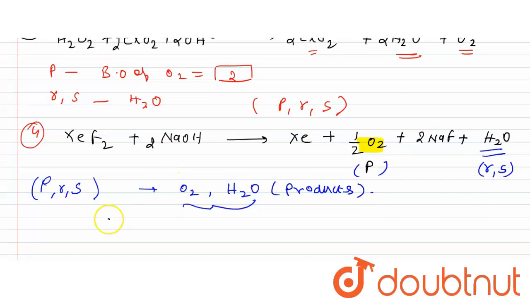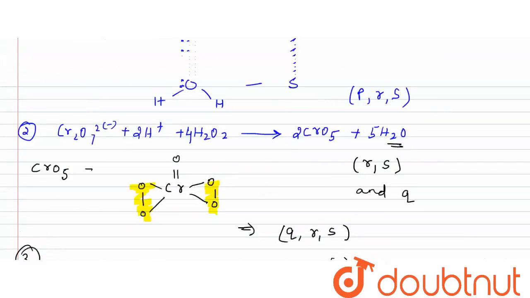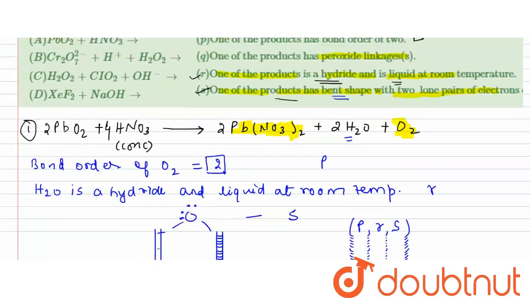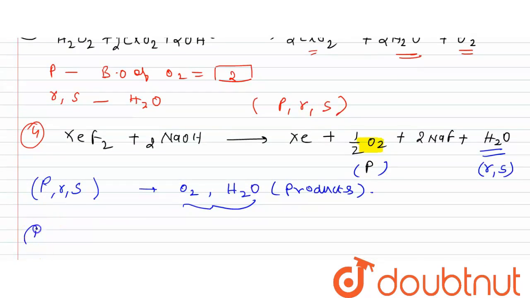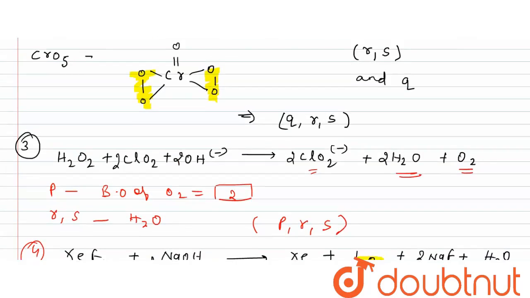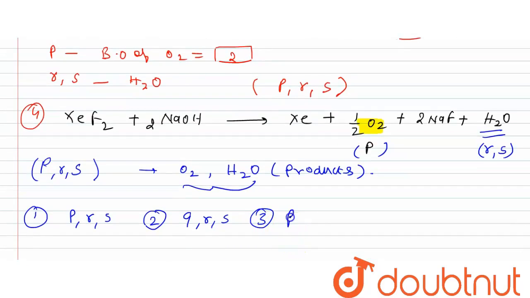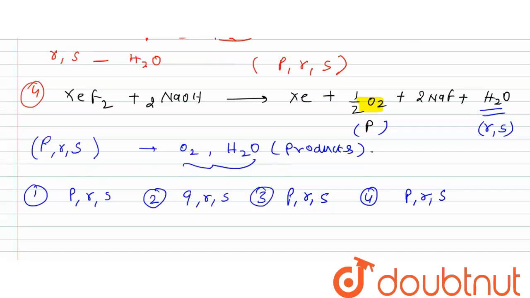So I hope that you have understood. Now let's summarize the entire answer. First is PRS, second one is QRS, third one is PRS, and fourth one is PRS. So this is the required answer for the given question.